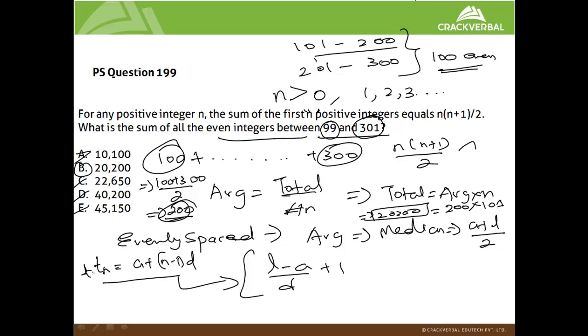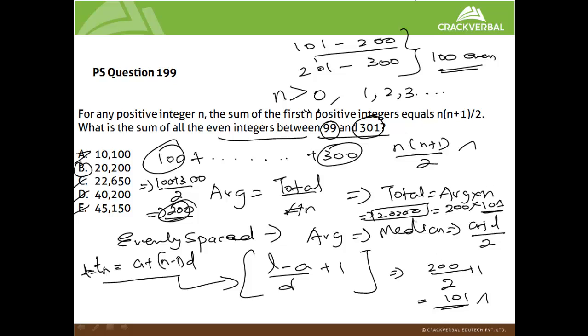The nth term here is L, the last term. So here L minus A, the difference between the first and the last element, is 300 minus 100, which is nothing but 200. Common difference here is 2 because it's an even number. 200 divided by 2 is 100, plus 1. Number of elements is 200 divided by 2, which is 100, plus 1, so 101 elements are there.